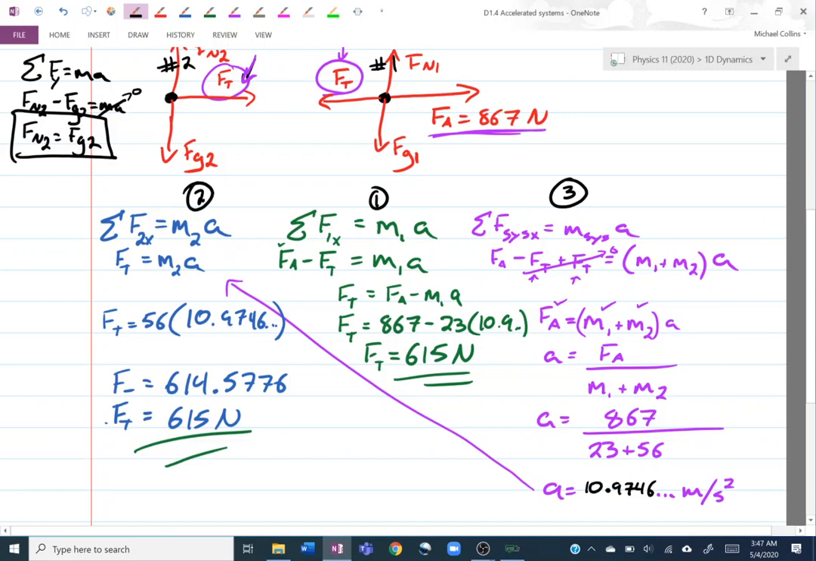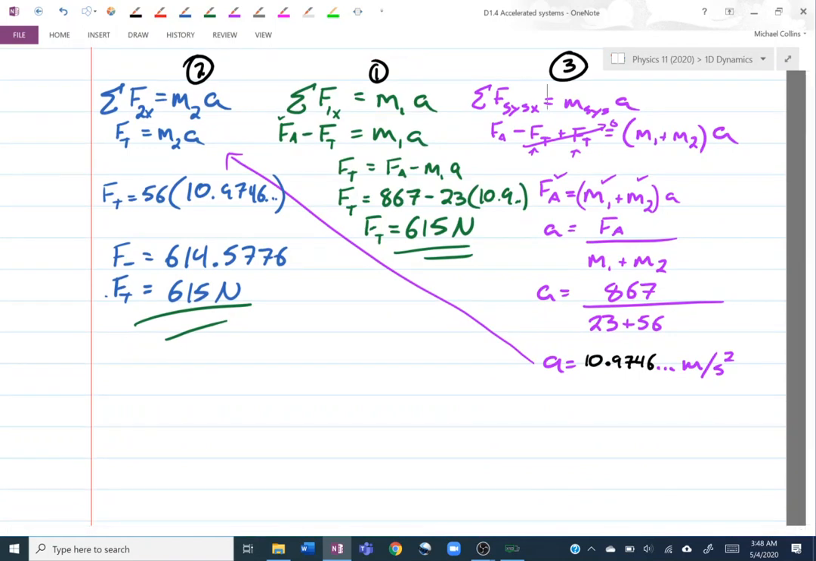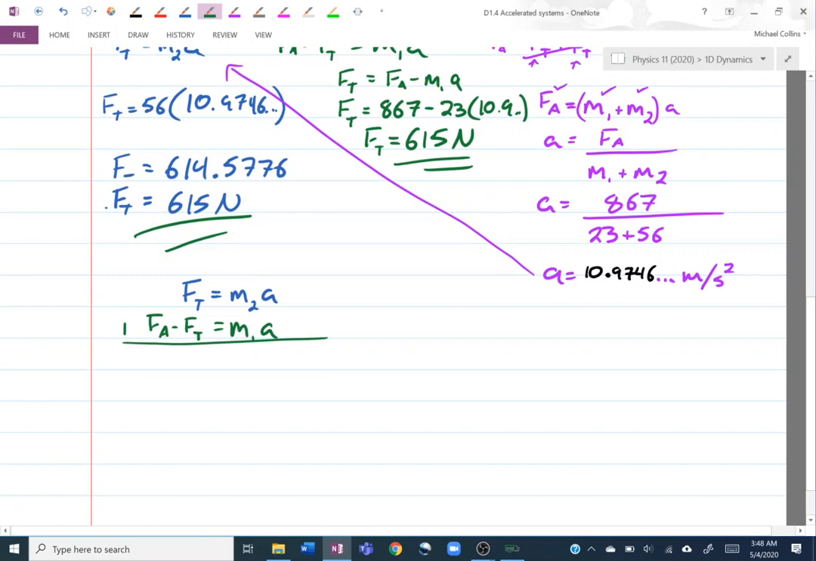There's also a bit of a mathy way you can do this. If you've been doing your math recently, you know that if you have two linear equations and two unknowns, this is completely solvable just using math. So I'm going to take these two blue equations. I've got my Ft is equal to M2A, and I also have my Fa minus Ft is equal to M1A, and then if you remember from Math 10, you can solve by addition.